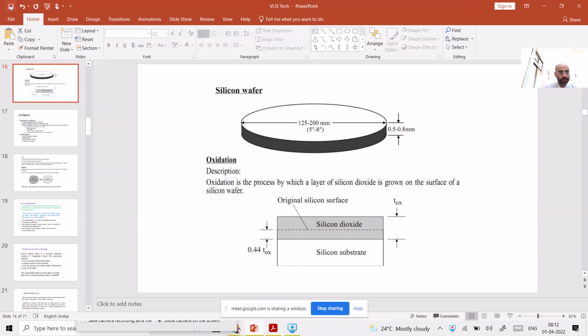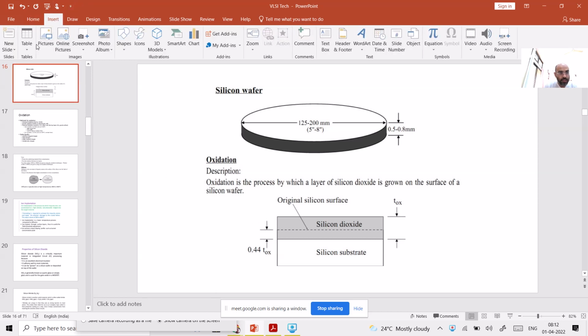Okay, so let's start with our discussion where we left off yesterday. So you see, yesterday we were discussing the photolithography process, and we have completed that. And now, today, we'll see the other processes.